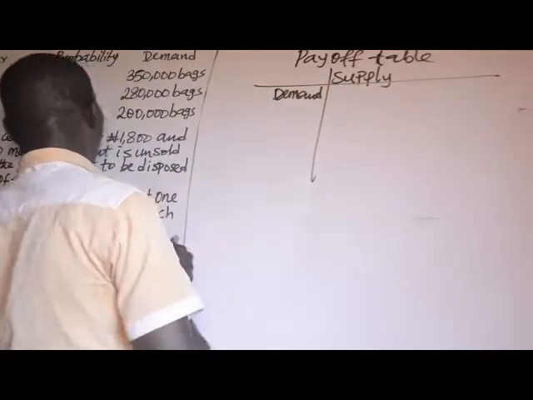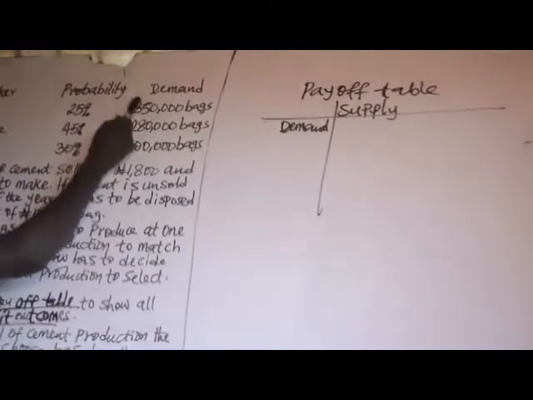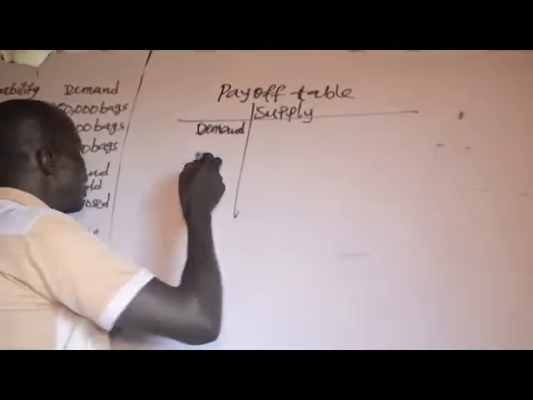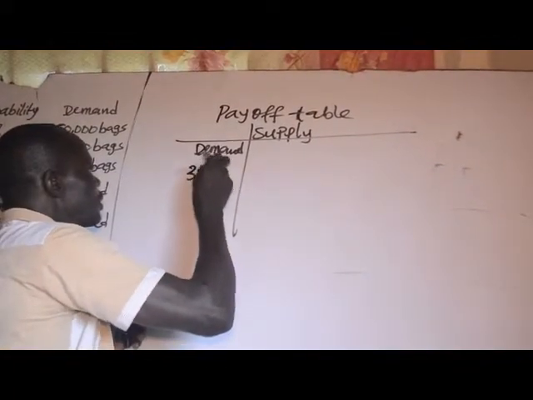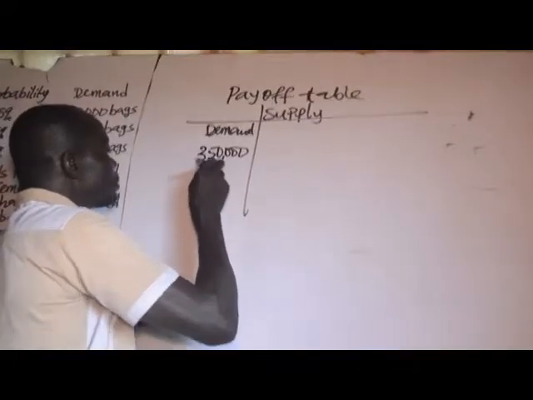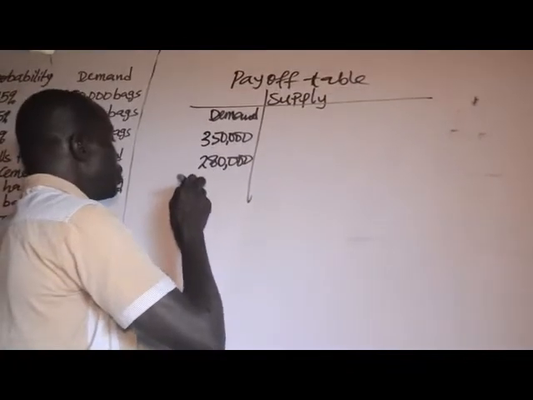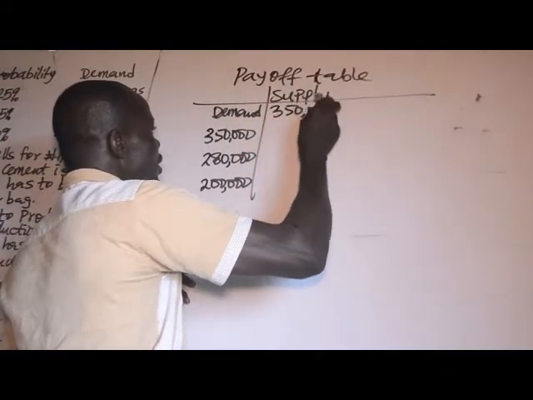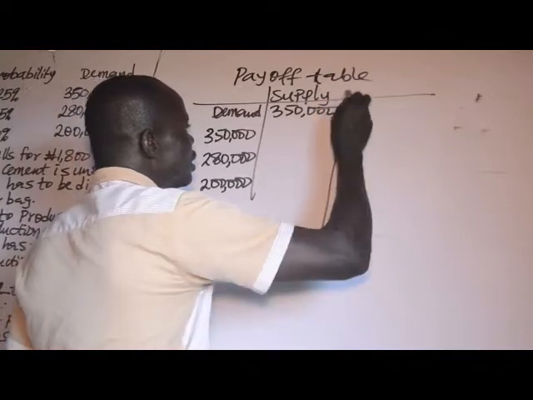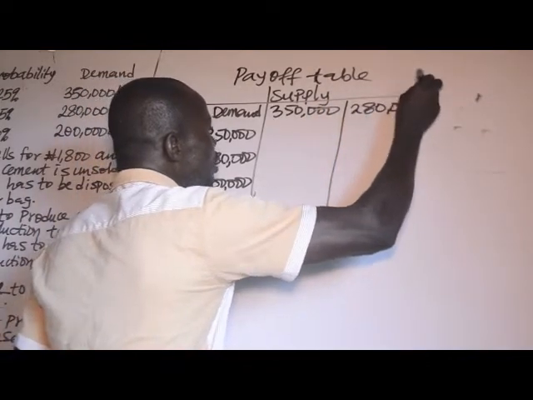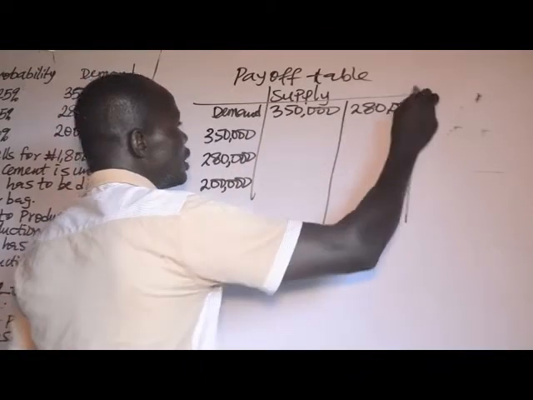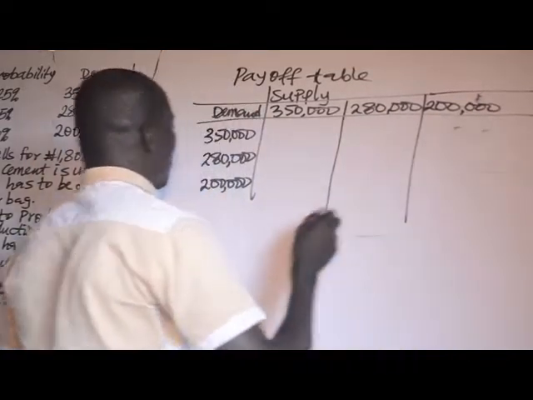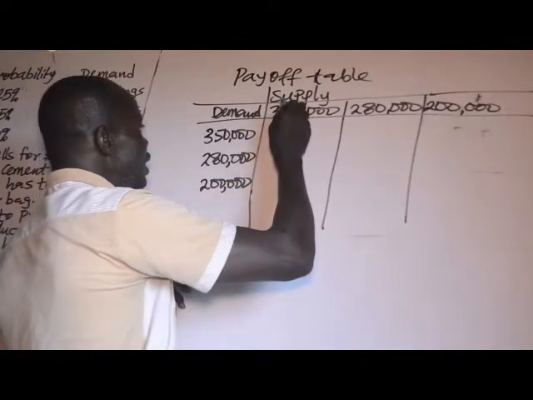We have three possible outcomes: when demand is 350,000, when demand is 280,000, and when demand is 200,000. And then when supply is 350,000, when supply is 280,000, and when supply is 200,000. So you want to calculate the profit at each level.